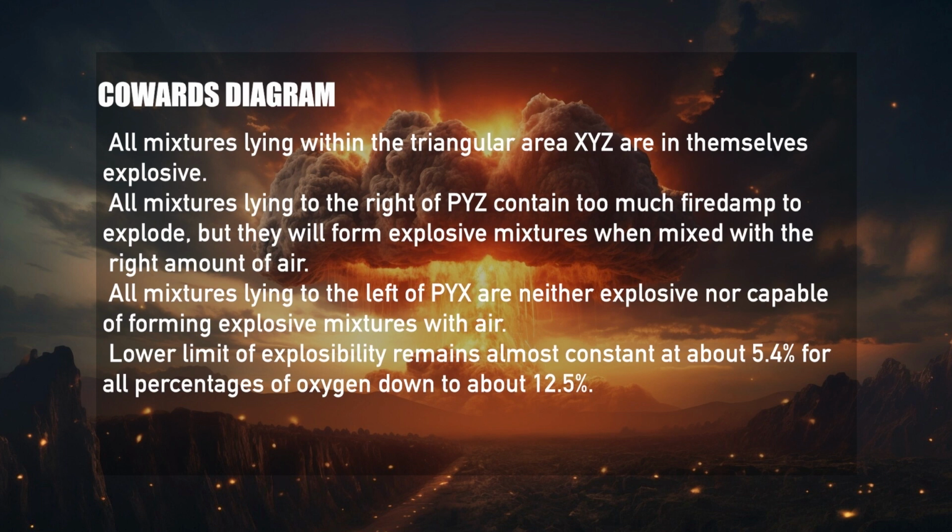It means the oxygen percentage should not be less than 12.5% to form an explosive mixture. Similarly, the methane percentage should not be less than 5.4% to form an explosive mixture. If the methane percentage is less than 5.4%, then it is not sufficient to form a methane-air mixture. If the oxygen percentage is less than 12.5%, then the explosive mixture cannot be formed because of the lower concentration of oxygen.